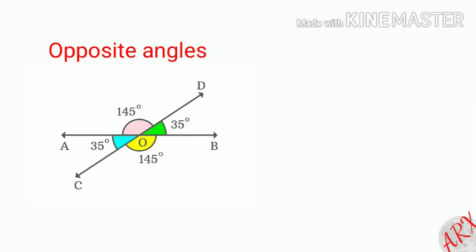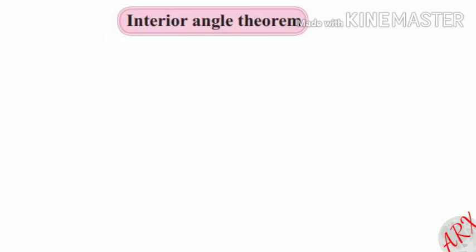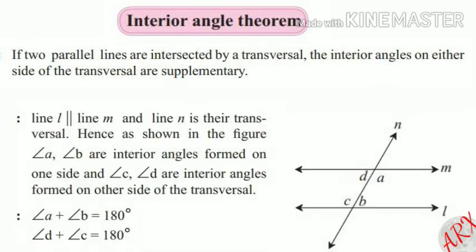As we studied earlier, when two lines intersect, the pairs of opposite angles formed are congruent and the angles in a linear pair are supplementary. Now we will see the first theorem of this chapter, that is the interior angle theorem. The theorem states that if two parallel lines are intersected by a transversal, the interior angles on either side of the transversal are supplementary. For example, line L parallel to line M and line N is their transversal.